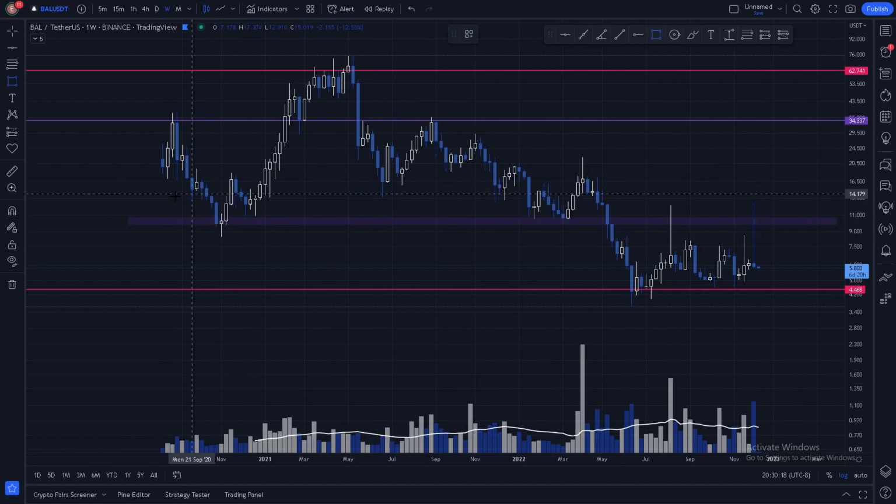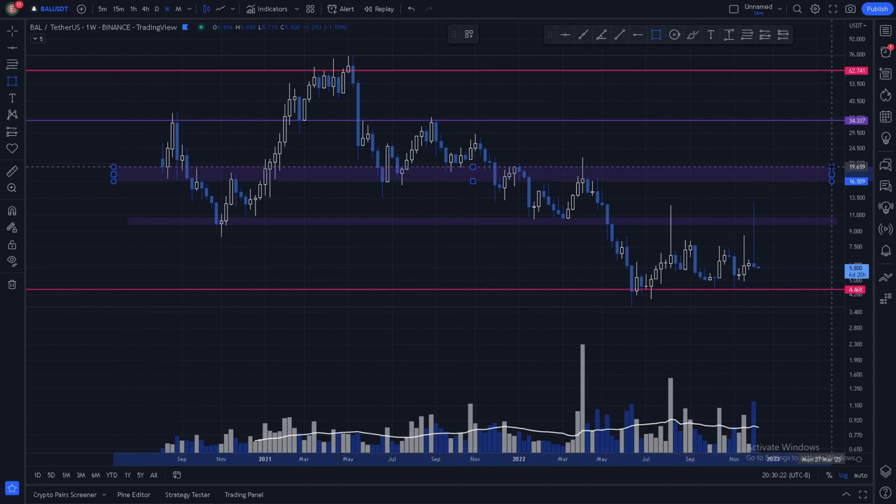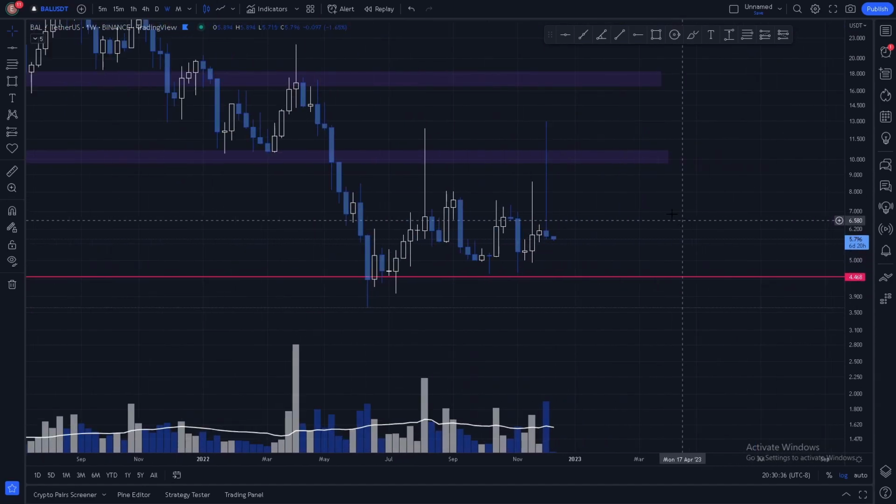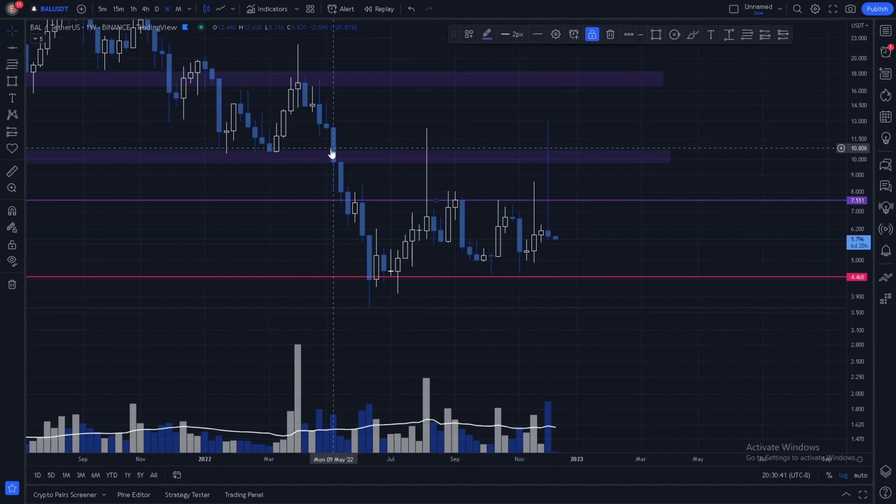Now, we also notice a weekly zone right here, where we see multiple reactions acting as support and resistance, which is obvious to spot here on the monthly chart, or the weekly chart, sorry. Now, we also notice a key level here, where we have reactions to the level multiple times.